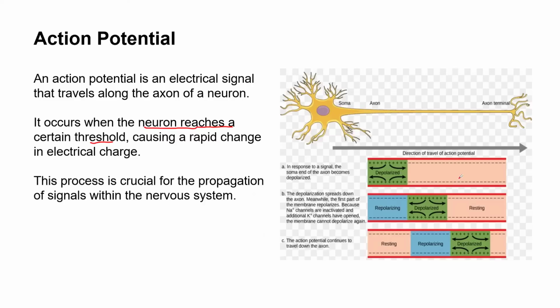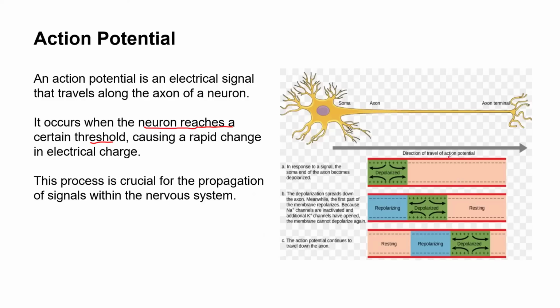The depolarization will now spread down the axon. Meanwhile, the first part of the membrane repolarizes because there is an influx of sodium. Sodium ion channels are inactivated, and additional potassium ion channels have opened, so the membrane cannot depolarize again. So in this process, the sodium ion channel is deactivated while the potassium ion channel is activated. Therefore, there will be an influx of potassium ions. After that, the action potential will continue to travel down the axon.